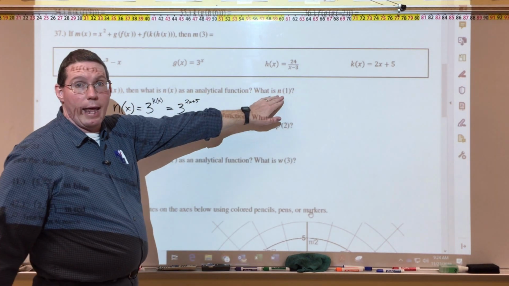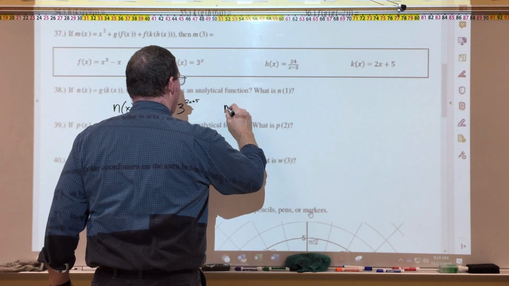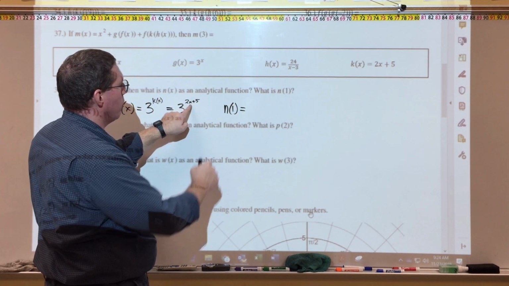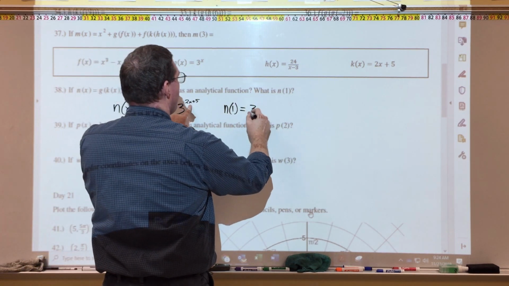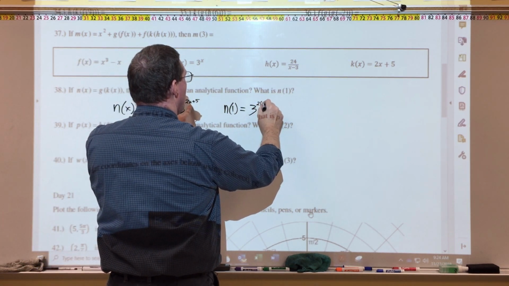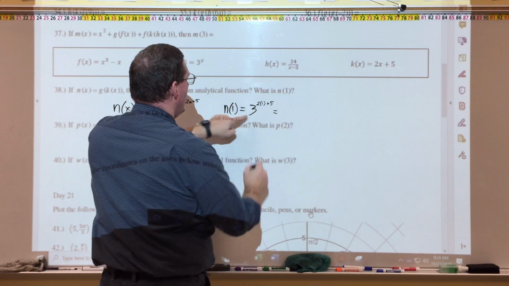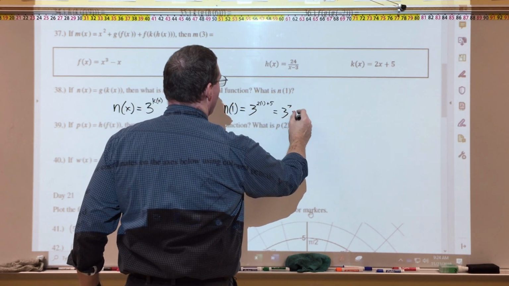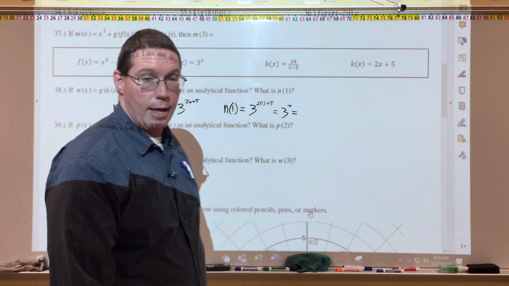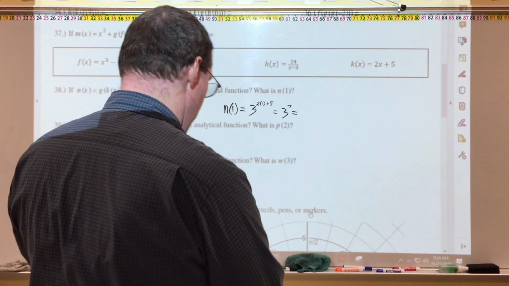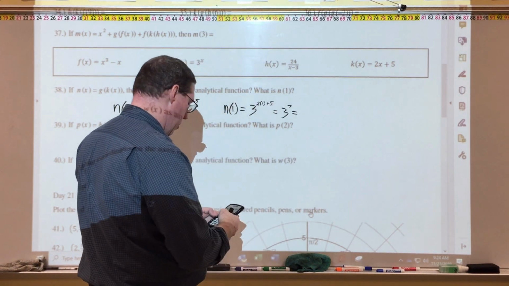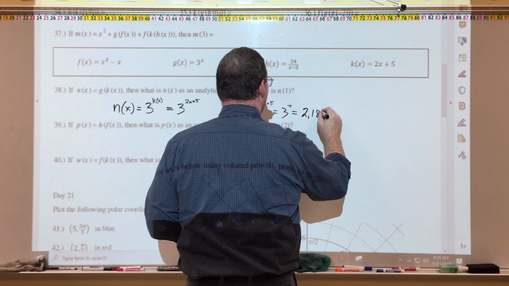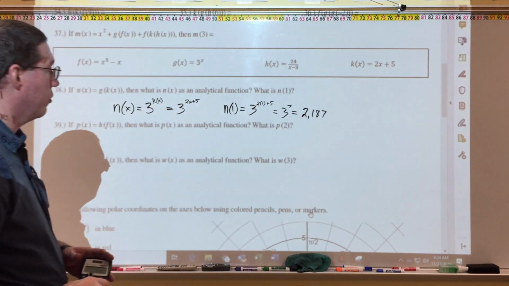Now we want to know what n of 1 is. N of 1 is going to be 3 to the power of 2x plus 5, but we're going to put a 1 in for the x. So it's 3 to the power of 2 times 1 plus 5. 2 times 1 is 2, plus 5 is 7, so this is 3 to the 7th power. And 3 to the 7th power, I'm going to need a calculator for that one. Let's see here. 3 to the power of 7, that's 2,187. And that's the answer to the second part of question 38.